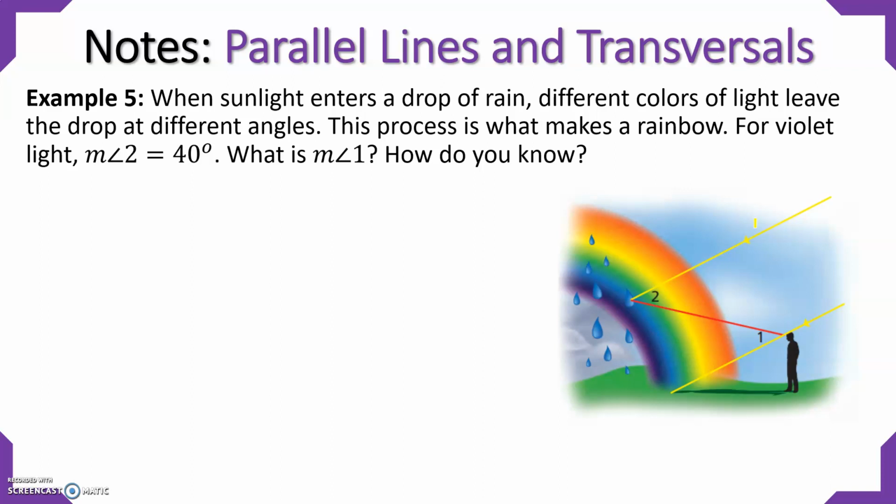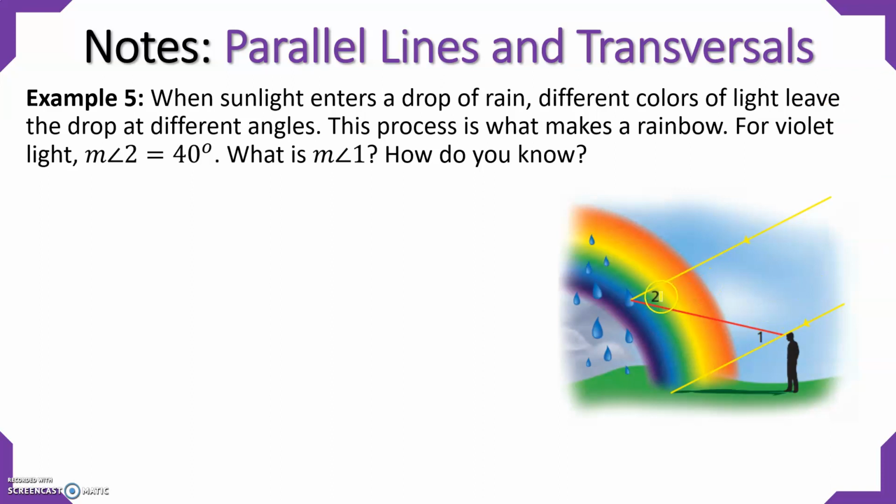Example 5. When the sunlight enters a drop of rain, different colors of light leave the drop at different angles, thus forming a rainbow. This process is what makes the rainbow. For violet light, the measure of angle 2 is 40 degrees. What is the measure of angle 1?